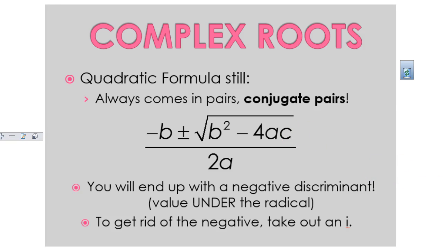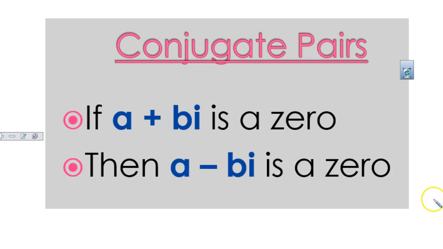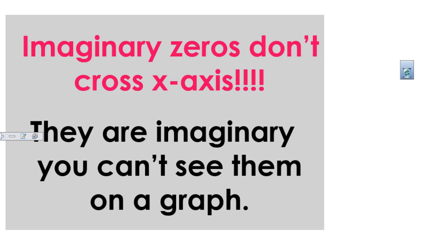root of -1. When we talk about conjugate pairs, what I mean is if there is a real part plus an imaginary part, if that is a root, if that is a 0, then the conjugate of that root, which is the real part minus the imaginary part, is also going to be a 0 of the function. They always come in those kind of pairs.